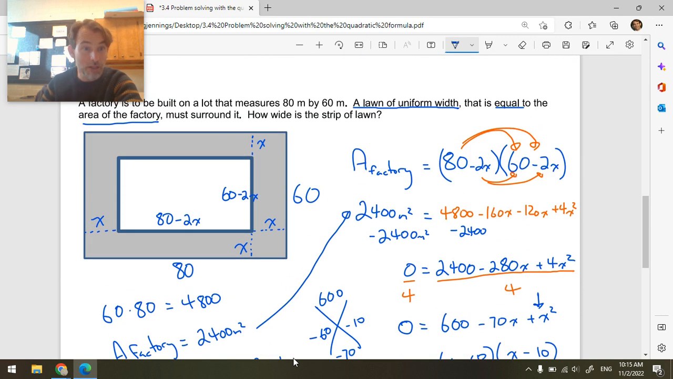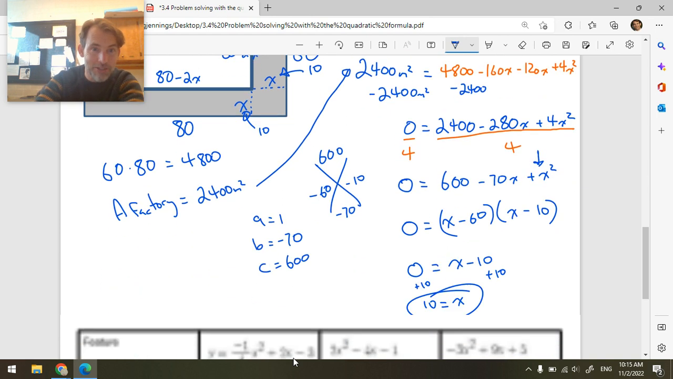That's what we want. Now, take a look up here and verify your answer with your picture. If x were 10, that looks reasonable. The lawn would be 10 meters on each side. Then the factory would be 40 by 60, and that has an area of 2,400. The lawn would have an area of 2,400, and the question is answered.